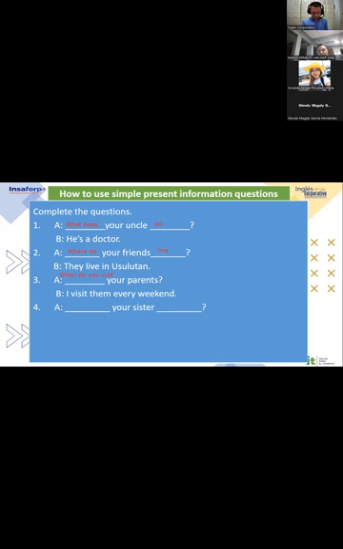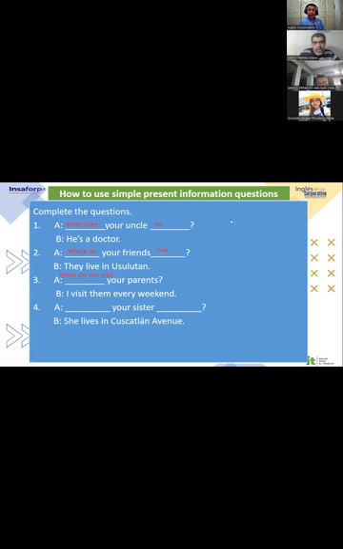Okay, number four. Number four, Mario. In Cuscatlan Avenue. Cuscatlan Avenue is a place, a person, a... Where does your sister live? Where does your sister live? Mario, sorry. Where do your sister live? Good. Why do you say does, Mario? Why do you say does and not do? It's for a singular person in the third person. Totally correct.